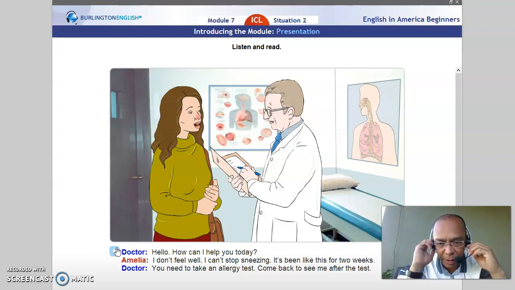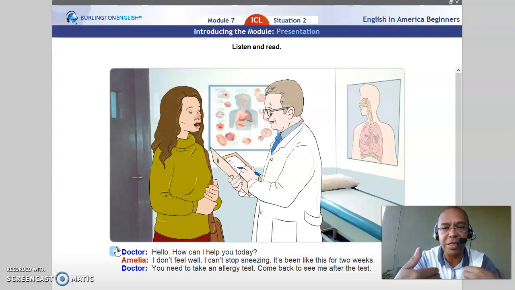As you can see, the doctor has the medical form and is asking what's going on with her. And Amelia says that she's not feeling well. I can't stop sneezing. Achoo, sneezing. It's been like this for 2 weeks. Amelia has been sneezing for 2 weeks. So you need to take an allergy test, the doctor suggests. Come back to see me after the test.